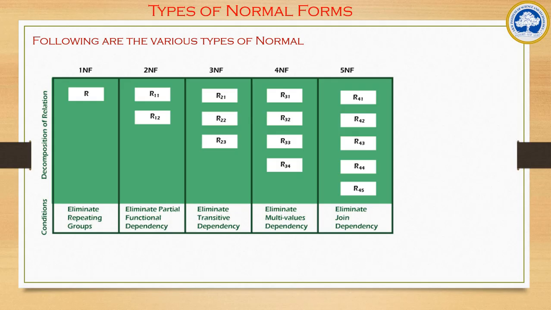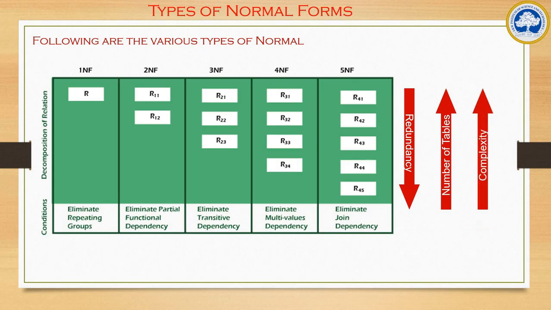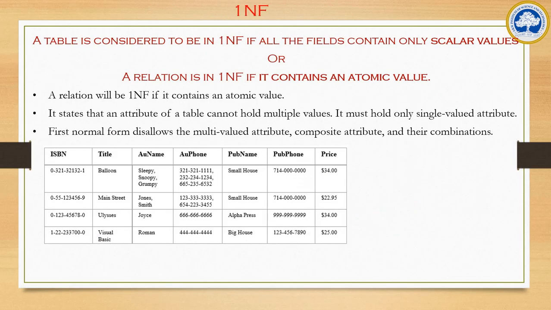When we apply decomposition to these relations, obviously we can reduce the redundancy. Meanwhile, two things are going to increase. The first one, the number of tables is going to increase, because whenever we decompose, the large table is divided into smaller parts, making two or three more tables. Obviously the complexity is also going to increase. So these are the things we need to take care of when we apply the normal forms.